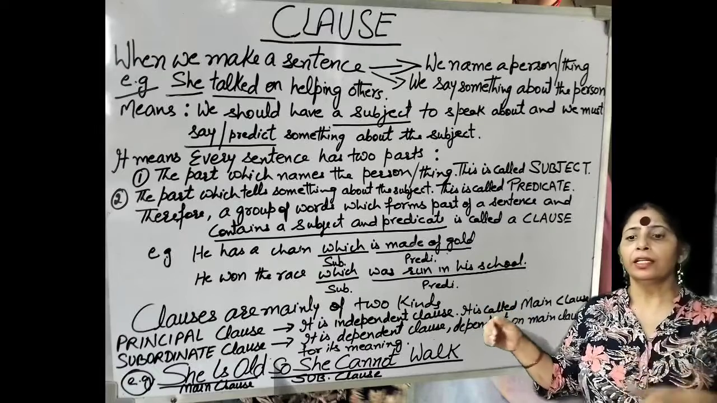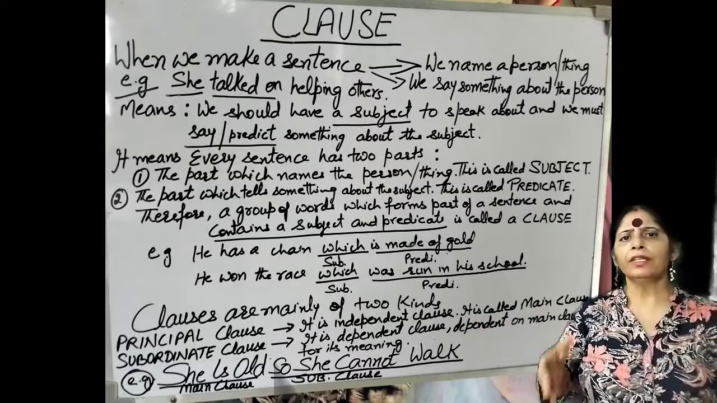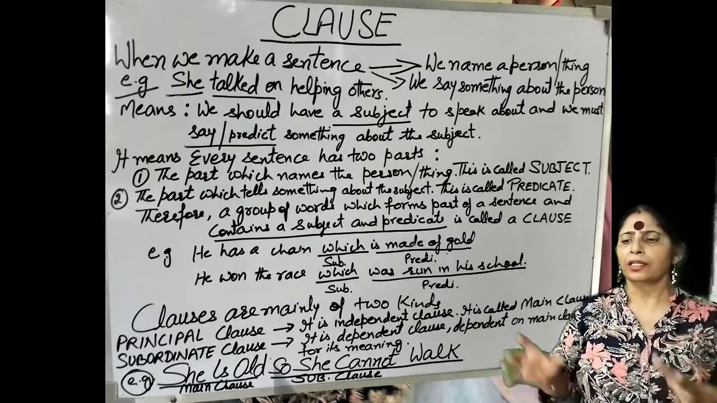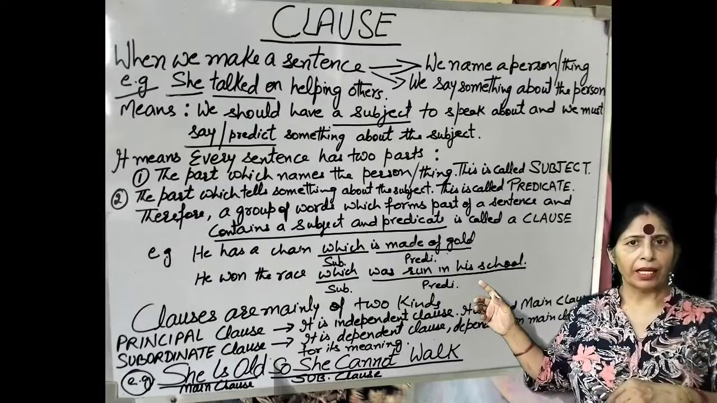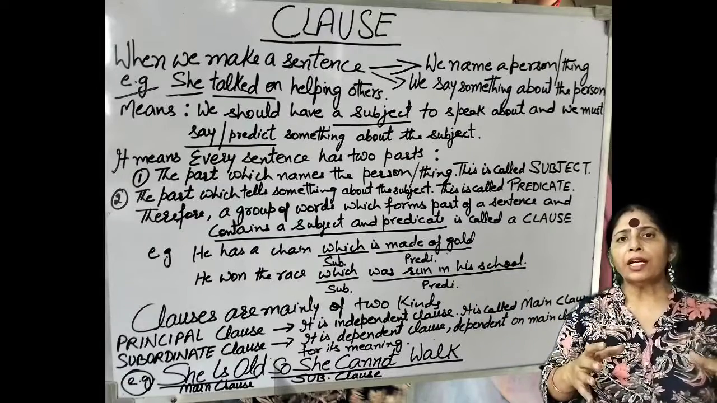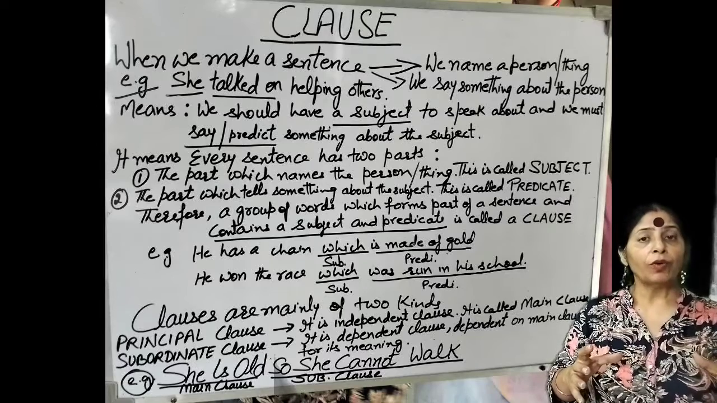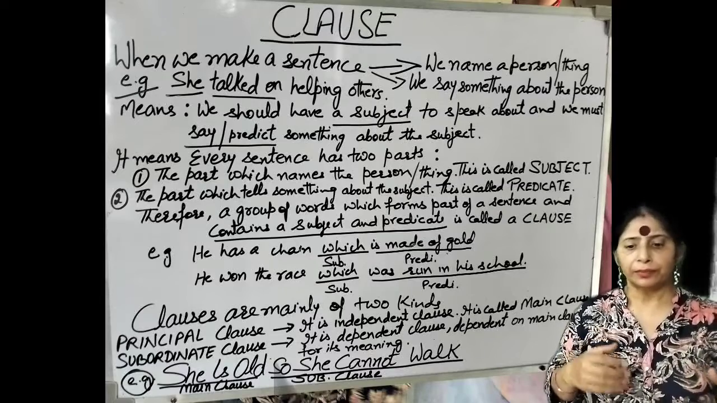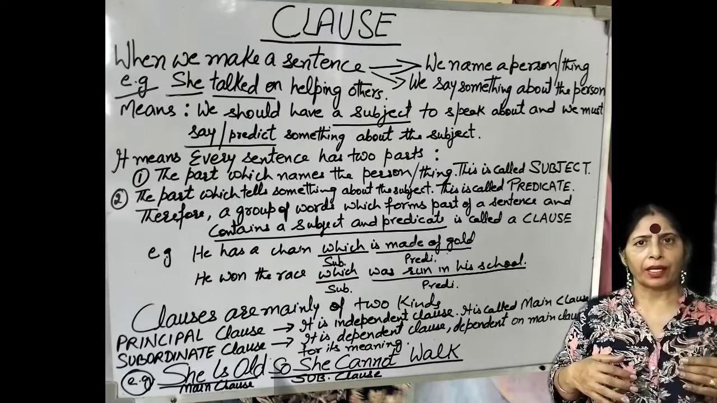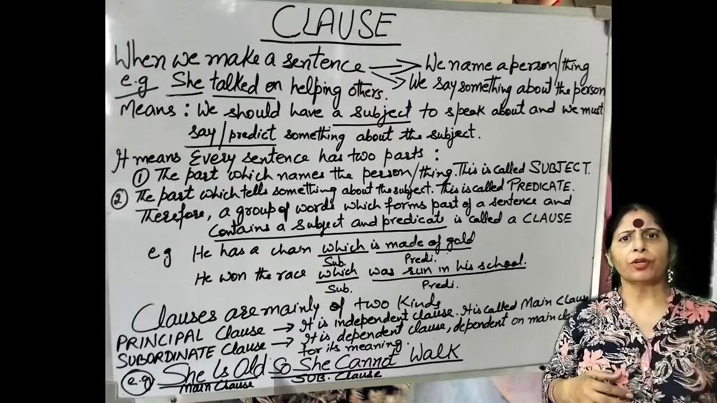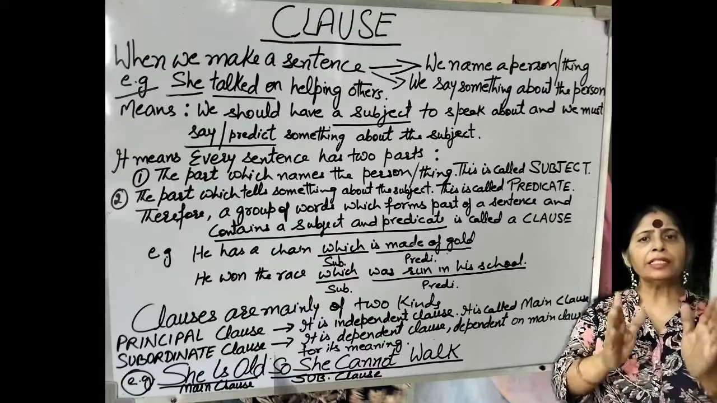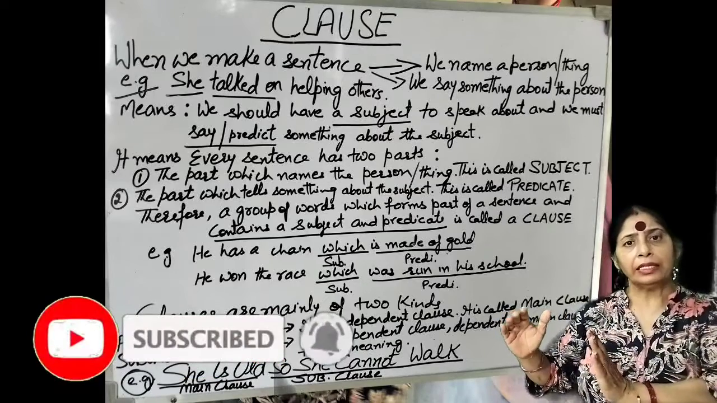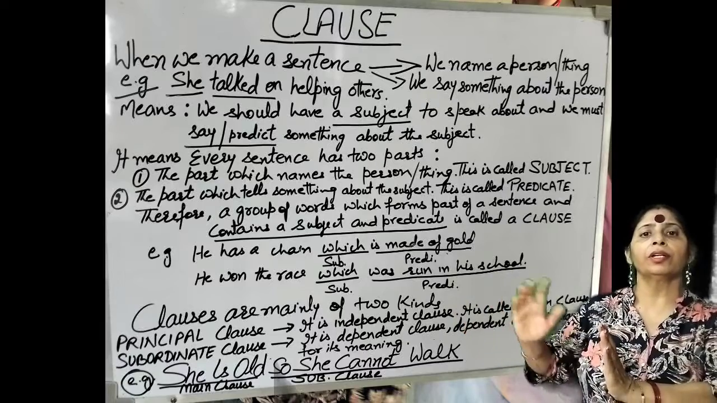So this way we can say this is a long sentence which is having a subject and a predicate. And when a sentence is having a subject and predicate, this is called a clause. Now, clauses are mainly of two kinds. One is main clause, principal clause, and another is subordinate clause. And even third is also coordinate clause. One is principal clause and the other part is either subordinate clause or coordinate clause.